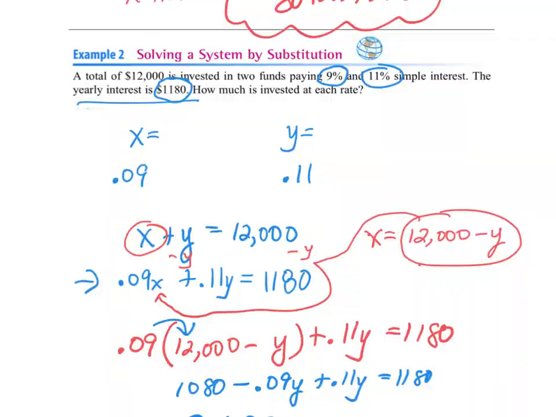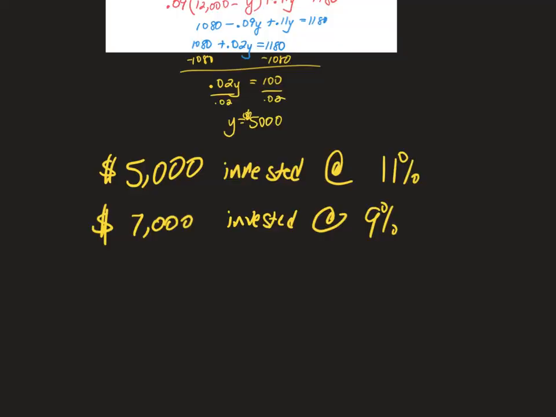Good question. The question is, what's the final answer? The final answer is how much money was invested in each account. So, yes, 5,000 is invested at the 11% account and 7,000 invested in the 9% account.